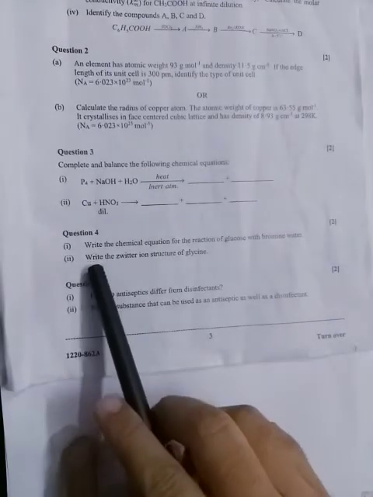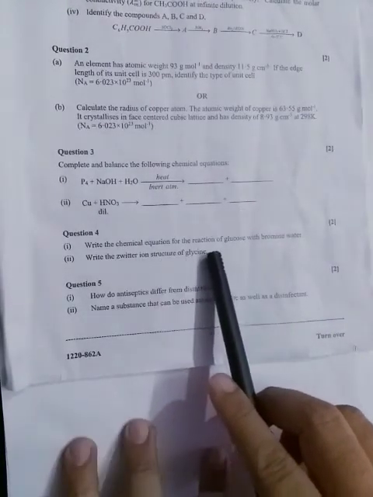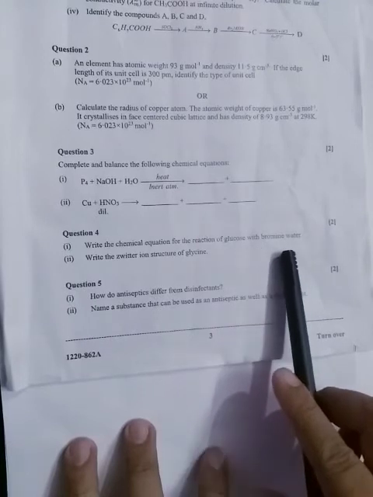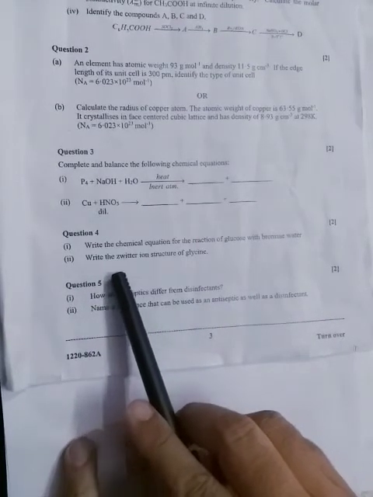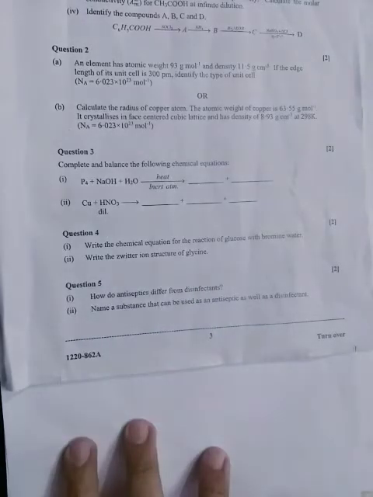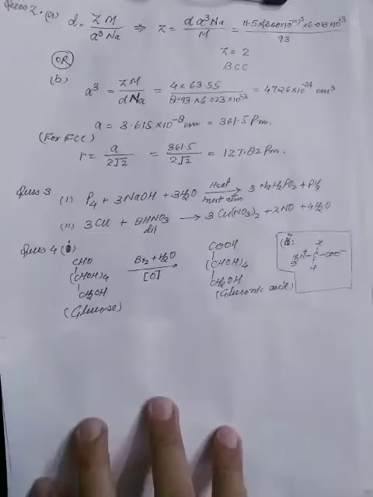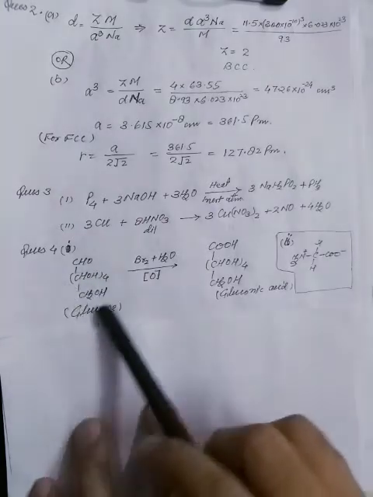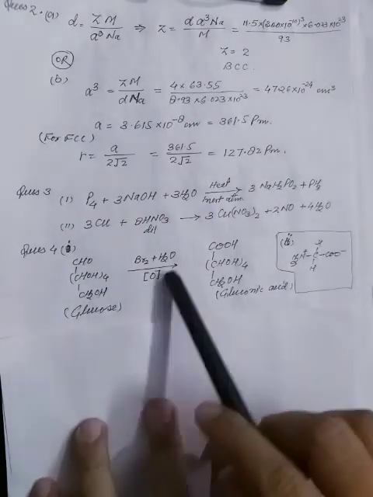Now question number 4: write the chemical equation for the reaction of glucose with bromine water. Write the Zwitter ion structure of glycine. So this question is from where? Biomolecules. Here, how will you convert glucose, treated with bromine water?